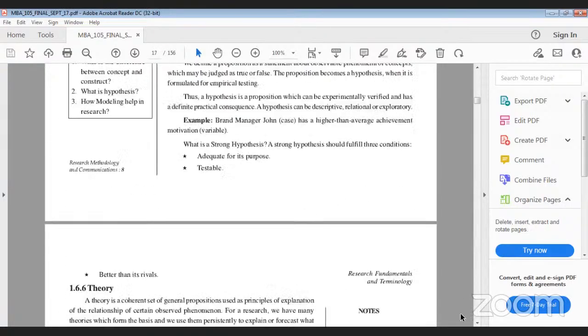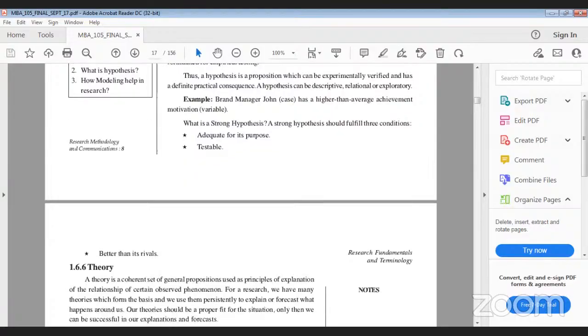Next, what is a strong hypothesis? A strong hypothesis should fulfill three conditions. The strong hypothesis means there are three conditions. First, adequate for its purpose; second, testable; and third, better than its rival. So these three concepts are the conditions of a strong hypothesis.